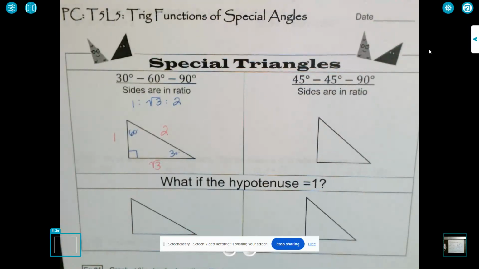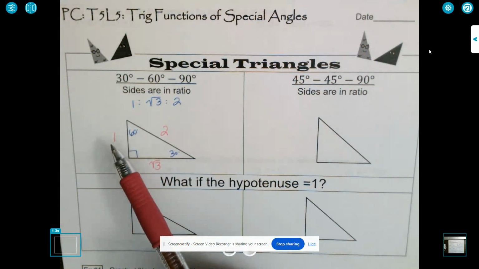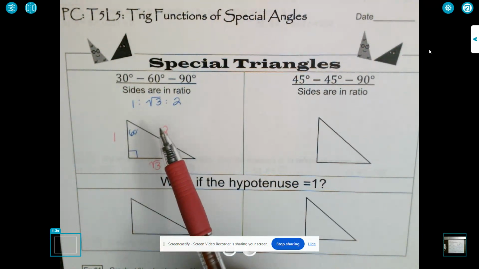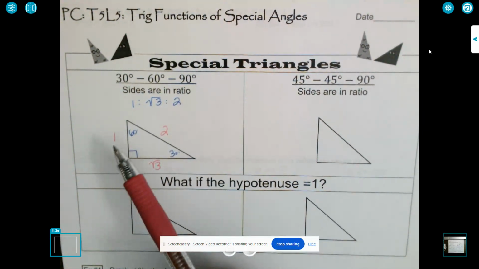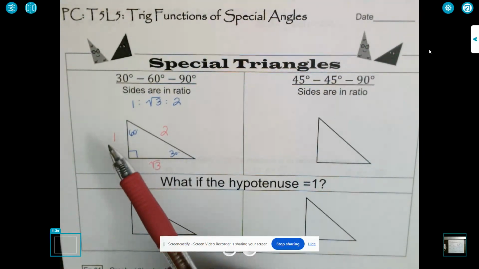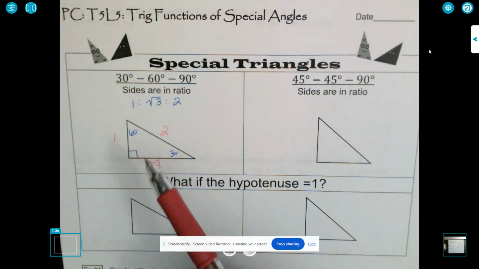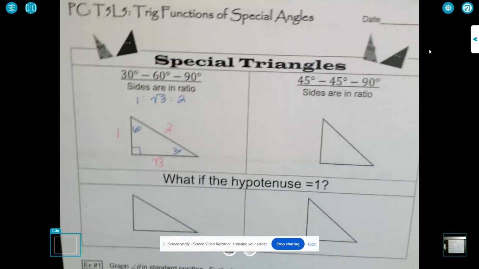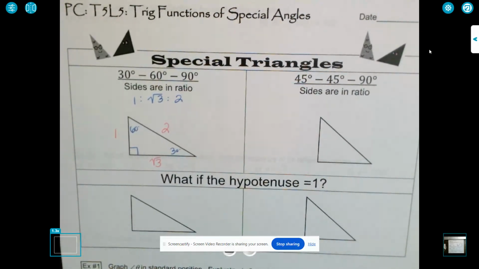And we used to talk about, whenever we were doing 30, 60, 90 triangles, that twice the short leg was the hypotenuse. So in other words, if my short leg over here was 8, I could double that, and that would tell me my hypotenuse is 16. And then the short leg times the square root of 3 gives me the long leg. So if it was 8, it would be 8 square root of 3. But we don't do that as much here in pre-cal as we do knowing our unit circle and just these special angles and their values on the unit circle as far as their ordered pairs go.